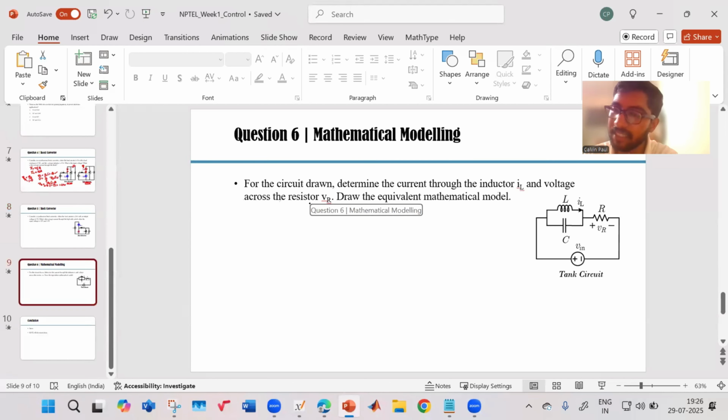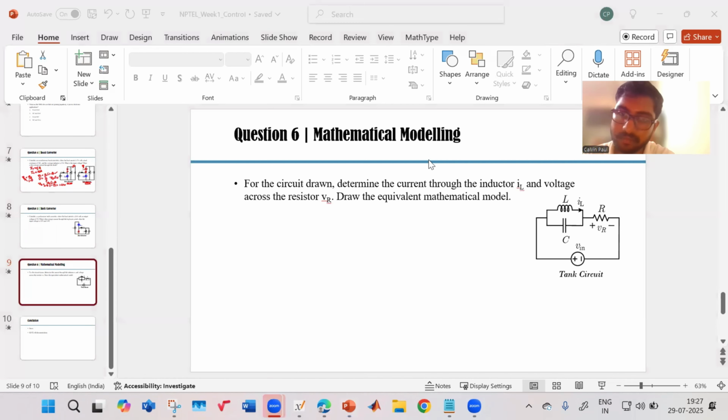This is regarding mathematical modeling. We have this circuit given to us. Now we have to find the mathematical model of this. So how do we do that? What do you suggest is the method we must follow to find the mathematical model for this? Okay, correct. We must write KVL equations.